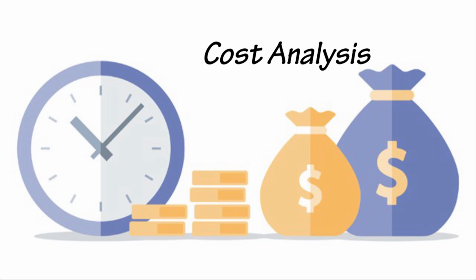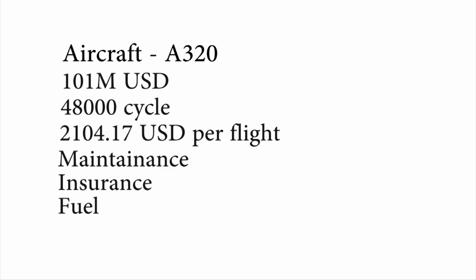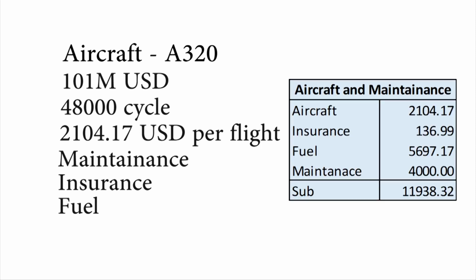Cost analysis. We separate the cost analysis into a few parts. The first one is on the aircraft. For the aircraft, we have the A320, which costs $101 million and can fly for 48,000 cycles. After we divide it by the cycles, we have 2,100 USD per flight. Other than the price of the aircraft, we have maintenance, which will cost about $800 per hour. After including the insurance and the fuel for the flight, we have a total of $11,938 per flight.